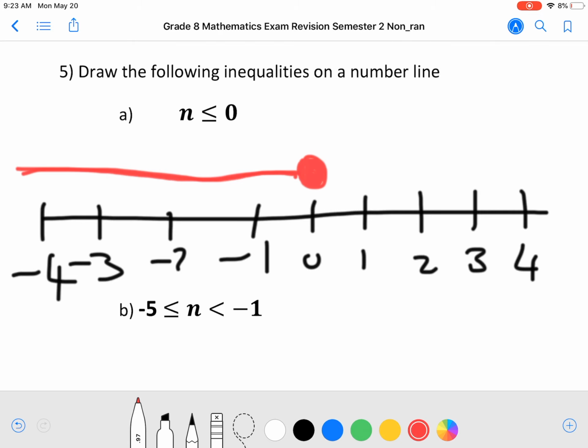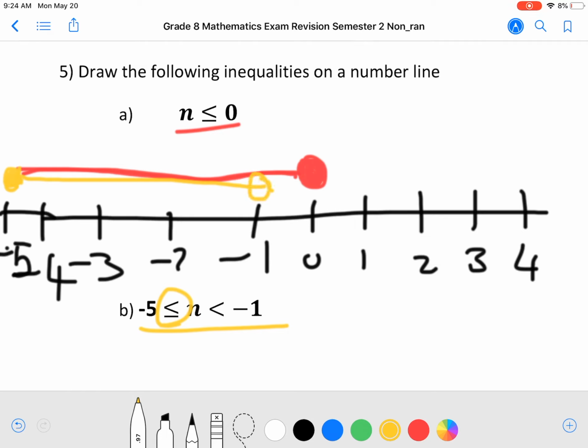Again, for B, I'll draw B on the same number line. So this is for A, and this is for B. Again, we close the left hand side because it's equal to. The inequality is bigger than or equal to minus 5, but also less than minus 1. So when we get to minus 1 like this, we leave it open.